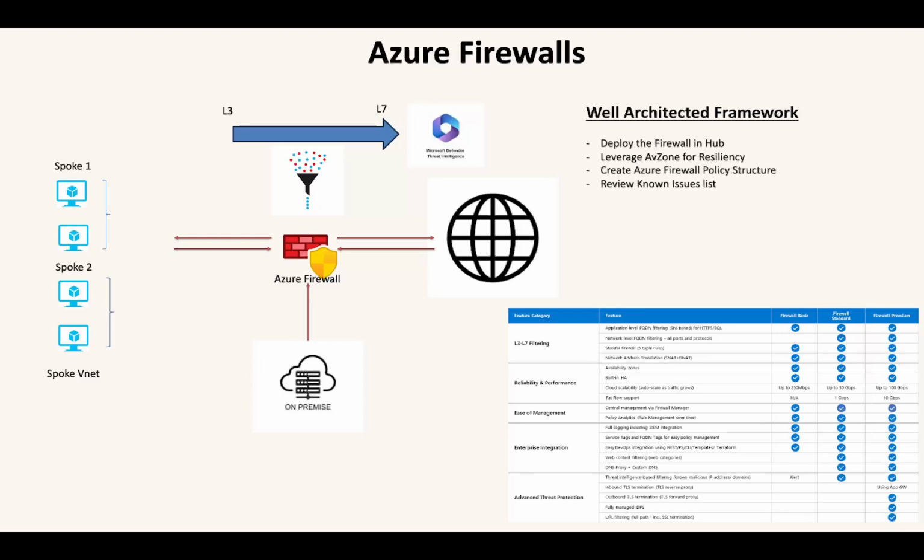It also asks you to review the known issues list. Microsoft regularly updates the known issues list, and those known issues will be fed back to Azure Firewall. This will increase your performance efficiency, and it will also increase your security.